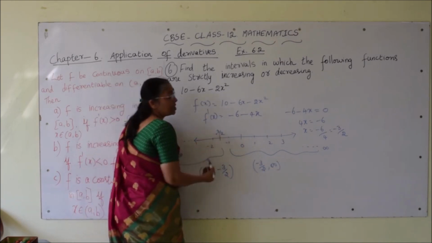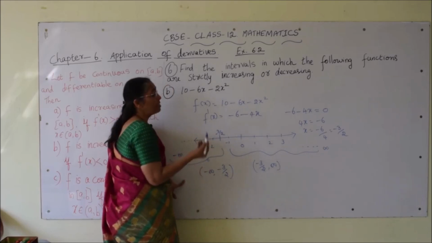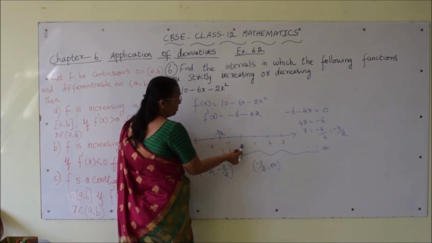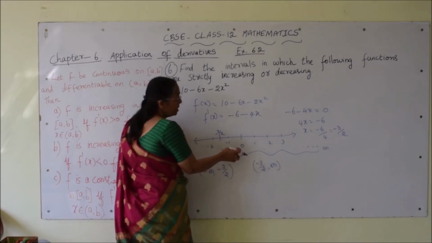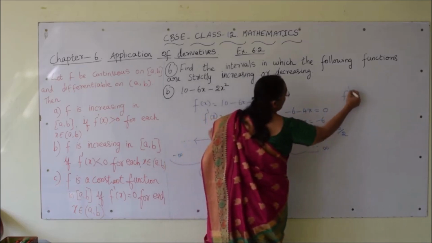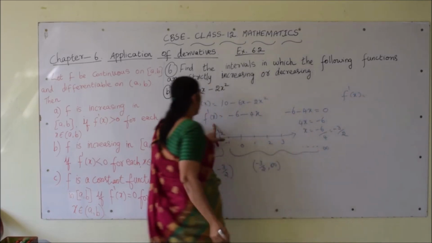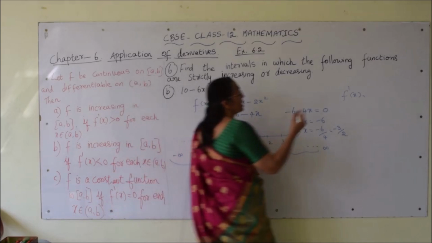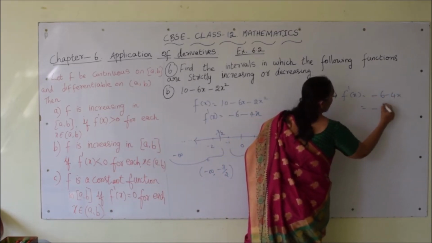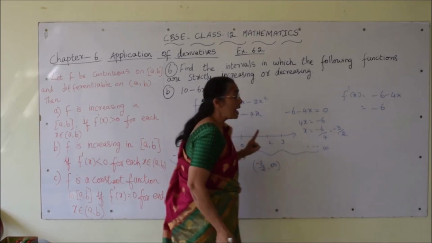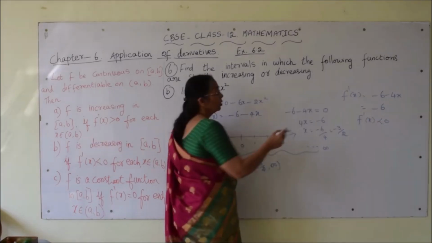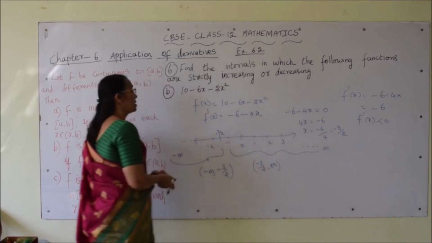Let us see in which interval the function is increasing and in which interval the function is decreasing. So take one point and substitute in f dash of x. For convenience, let us take the origin, 0. Our f dash of x is minus 6 minus 4x. Substituting x as 0, we get minus 6. So f dash of x is less than 0.